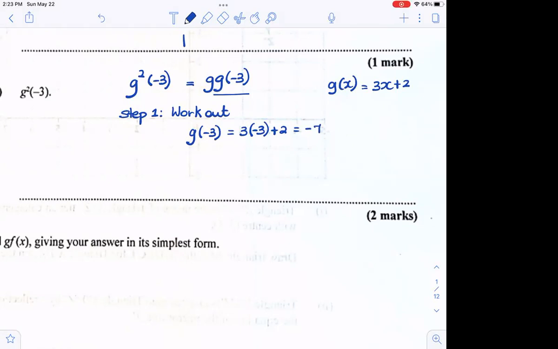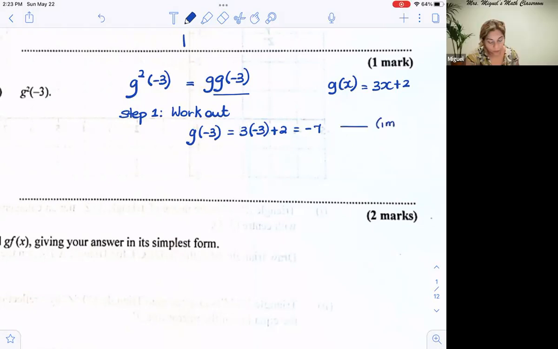So the question is unfinished. The examiner is going to award you 1 mark. The question is worth 2. So you know, step 2, we have to work out g of -7. So now replace x with -7. Go ahead.